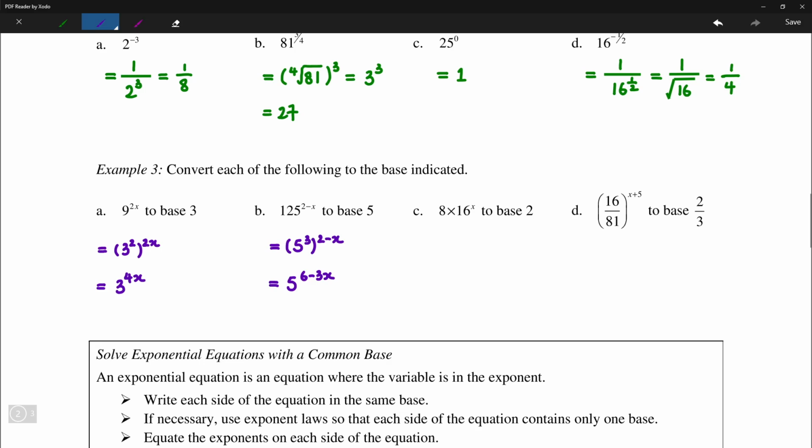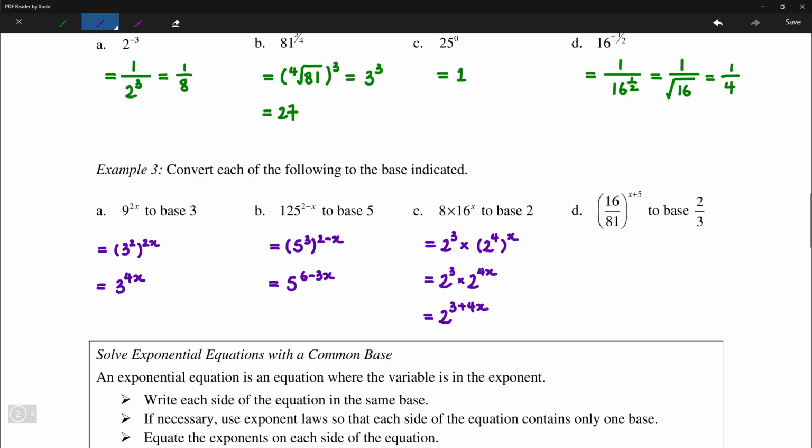Okay, next up, we can write both 8 and 16 as base 2, so 2 cubed is 8. And of course, 2 to the 4th power is 16. So that would be 2 cubed times 2 to the 4x. And since we have 2 powers of the same base, we can add the exponents together. So finally, this can be rewritten as 2 to the 3 plus 4x.